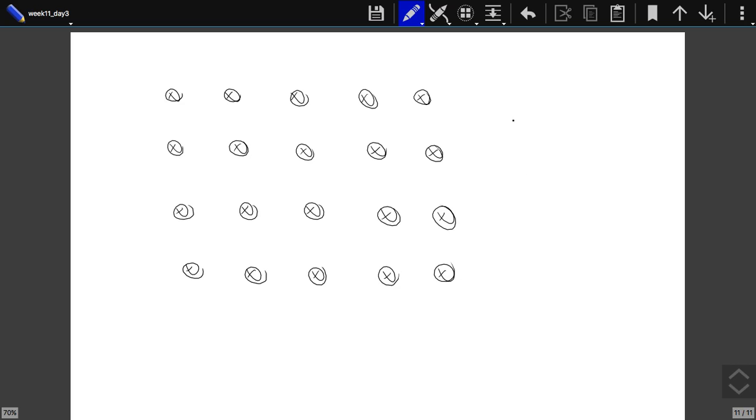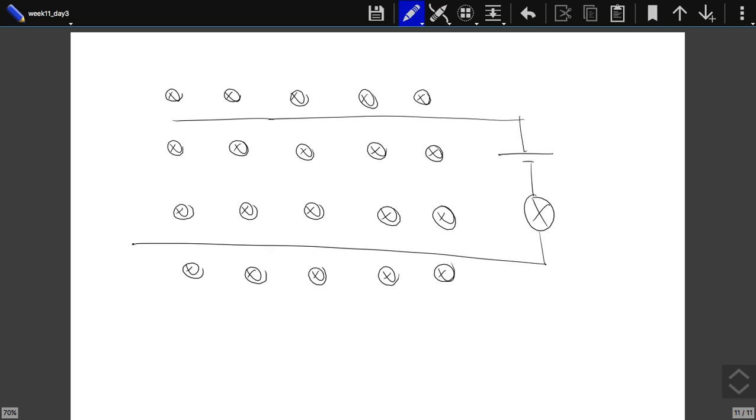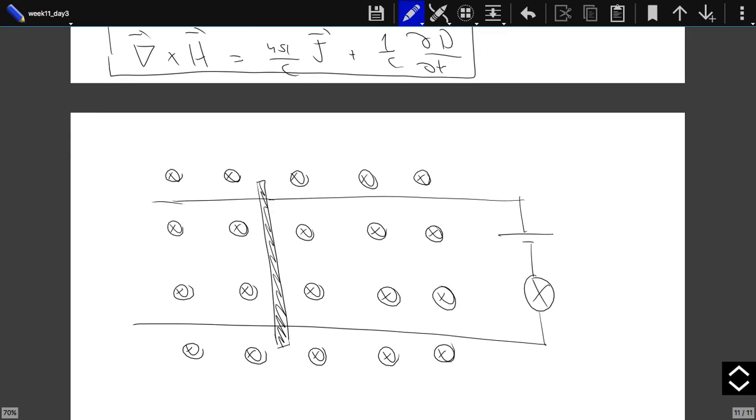Let's just assume that we have some kind of a circuit, some battery over here, some lamp. We have these wires running into the region of the magnetic field, and in this region we have this rod that is free to move. It's always in contact with our wires. Now we will set this rod in motion, let's say with a velocity v.